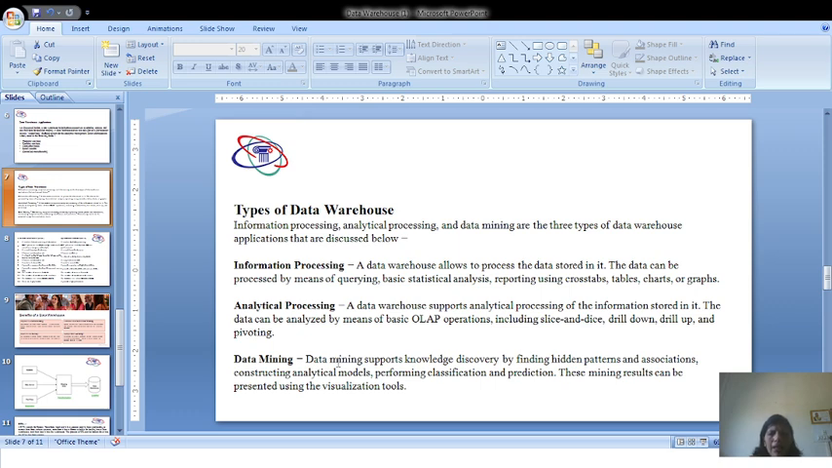Analytical processing: a data warehouse supports analytical processing of the information stored in it. The data can be analyzed by means of OLAP operations, meaning online analytical processing operations, including slice and dice, drill down, drill up, and pivoting. The next one is data mining. Data mining supports knowledge discovery by finding hidden patterns and associations, constructing analytical models, and performing classification and prediction. These mining results can be presented using visualization tools.